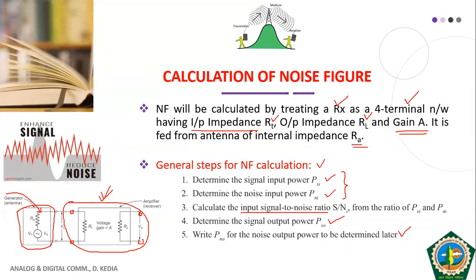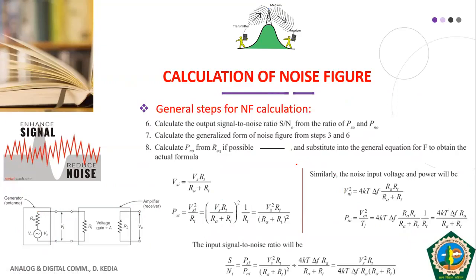Sometimes it is not easy to determine mathematically the output noise power. In that case, we measure it, we observe it, and we take its value. The next step is, after we have obtained the output noise power and output signal power, we get the output signal to noise ratio. After obtaining both, we can obtain our noise figure as the ratio of input signal to noise ratio and output signal to noise ratio.